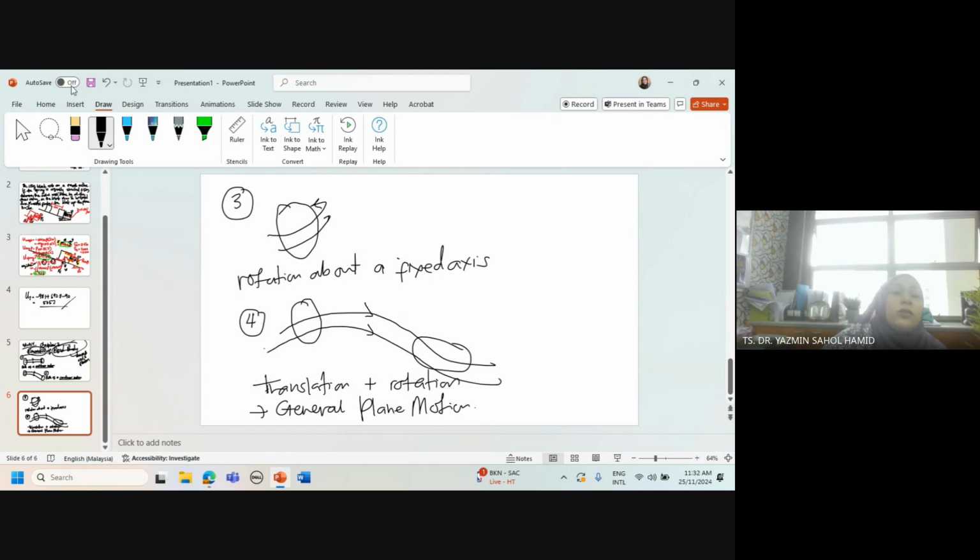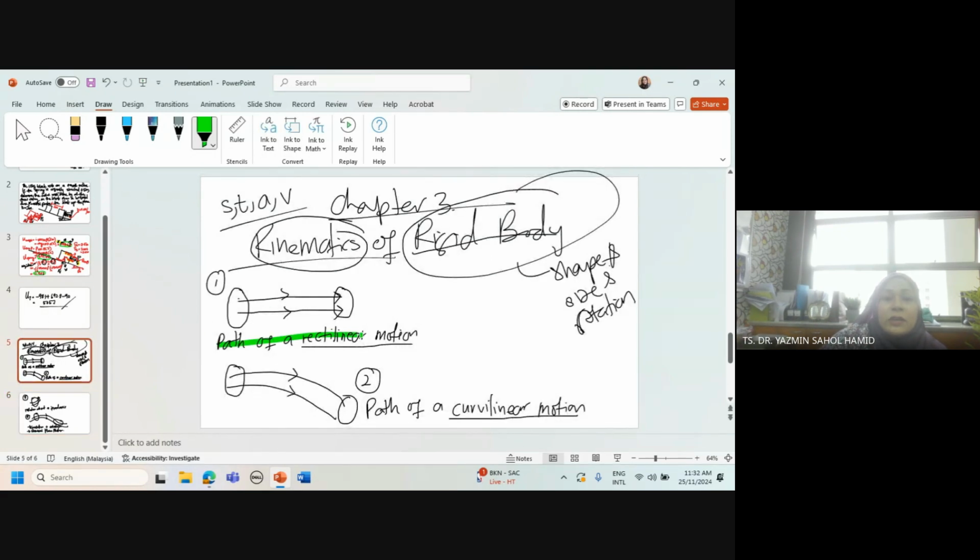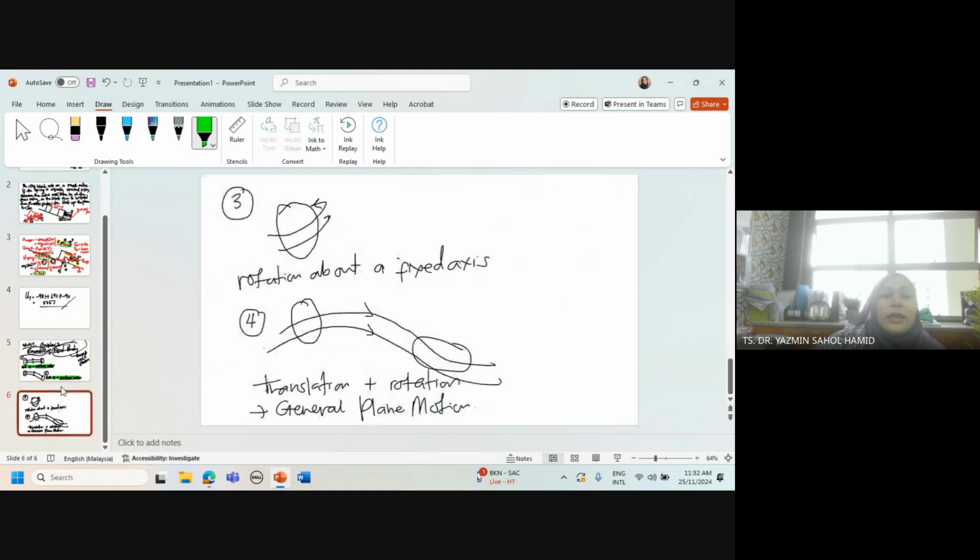All right. So by the end of this class, you need to identify the different types. First, you have path of a rectilinear motion. Second, you have path of a curvilinear motion. Next, you have rotation about a fixed axis. Then finally, we have general plane motion. So it means for different types of motion it has different types of solution. So the thing that you need to understand is what type of motion it moves for each type of question.